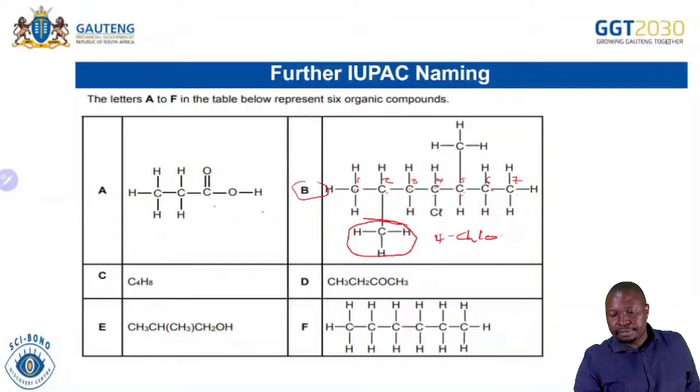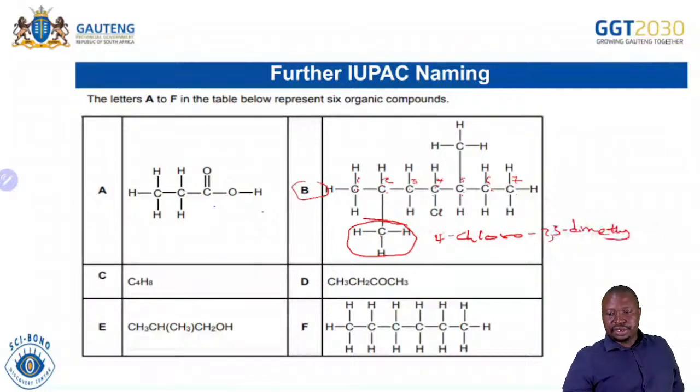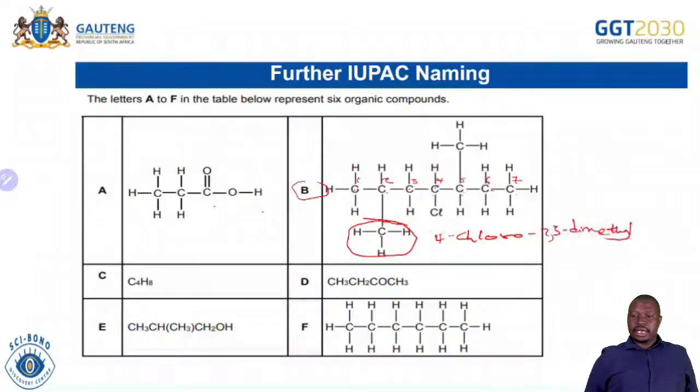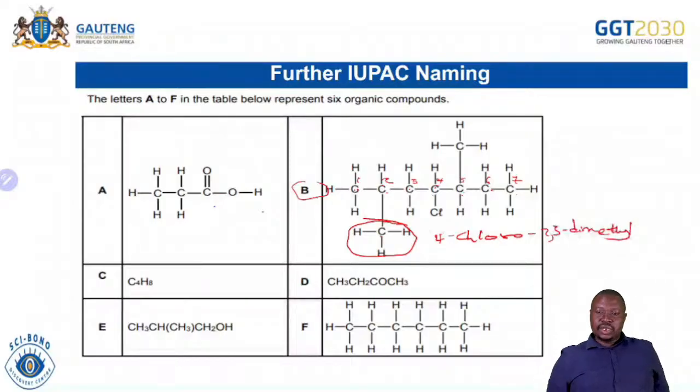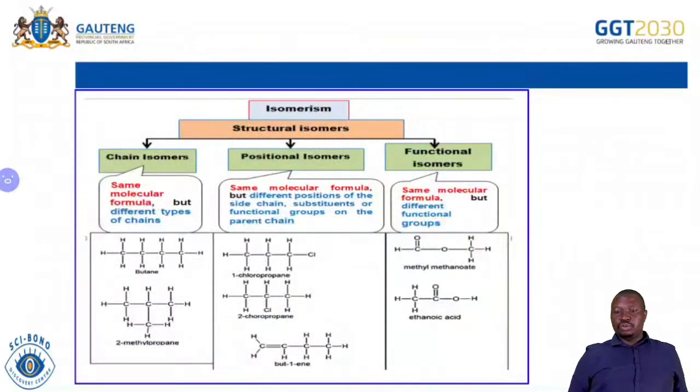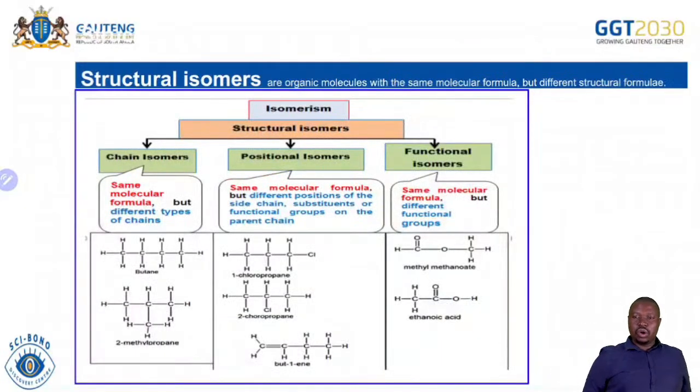Remember, you put them in order. So you'll have 4-chloro, you'll have 2,5-dimethyl. It's just a question with 6, but you only do up to 6 carbons. So it's important that you always remember that you can't do more than 6 carbons. You do only 6 carbons.